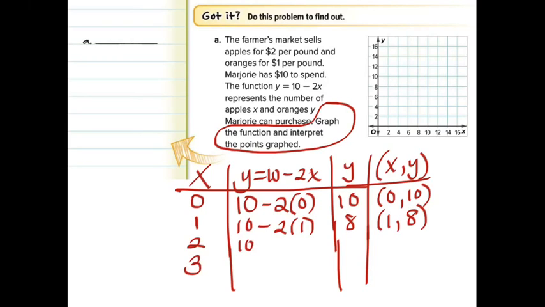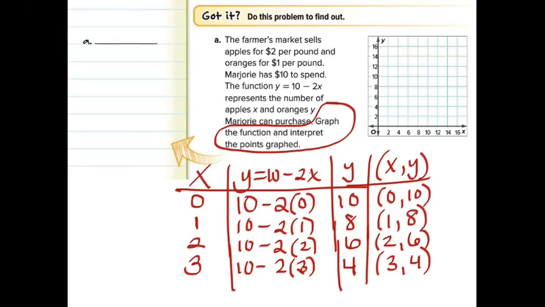2 pounds. I have $10 and I'm going to subtract $2 per pound. I have 2 pounds, so that's $4. 10 minus 4 is 6. 2 pounds of apples, 6 pounds of oranges. And my last one, if I take 3 pounds, $2 a pound, that's $6 that I take away from my 10, and I'm left with 4.